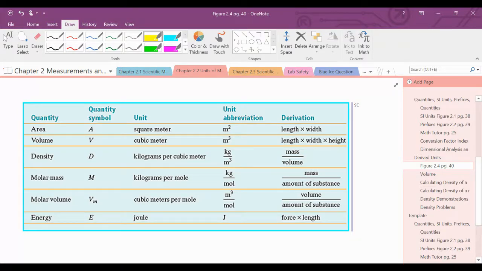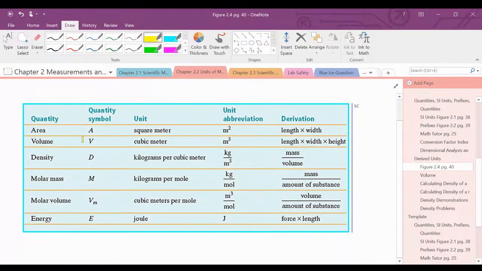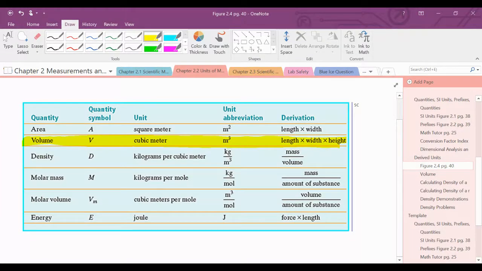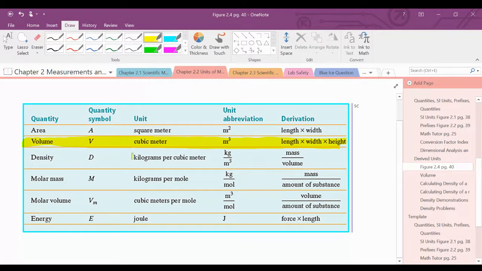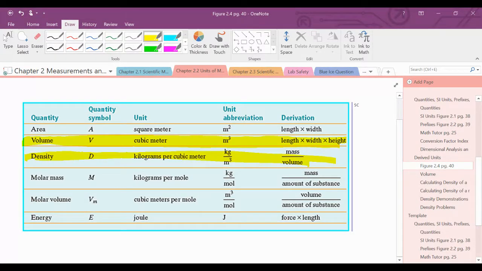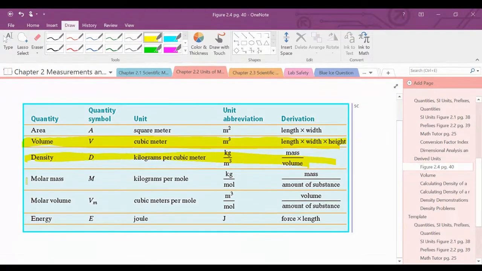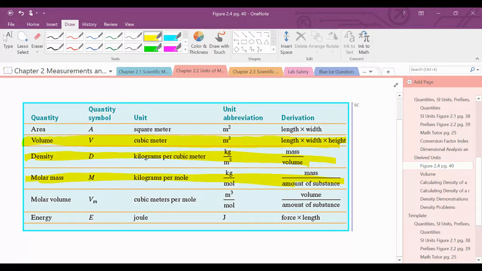The ones that we will use in class, I'll highlight, so we'll use volume. Now this one goes over cubic meters, and the example I'm going to do today is going to be cubic centimeters, because centimeters are a smaller unit that we usually use in chemistry. We're also going to talk about density today. This gives it in kilograms per meters cubed. We use grams per milliliter or grams per centimeter cubed. We'll also this year use molar mass. Here it gives you kilograms per mole, but we will use grams per mole in class.